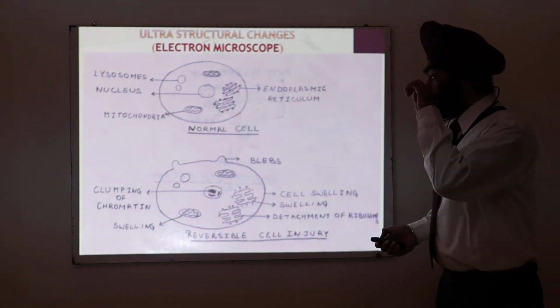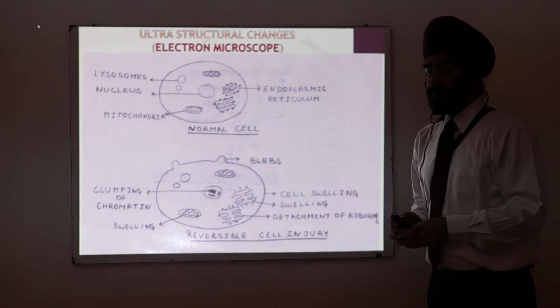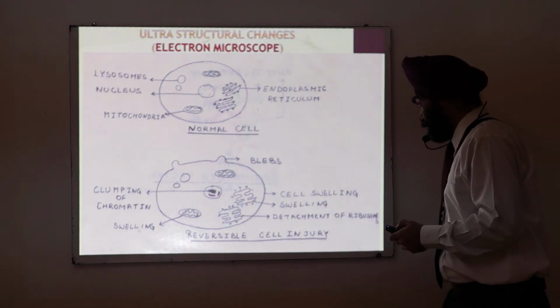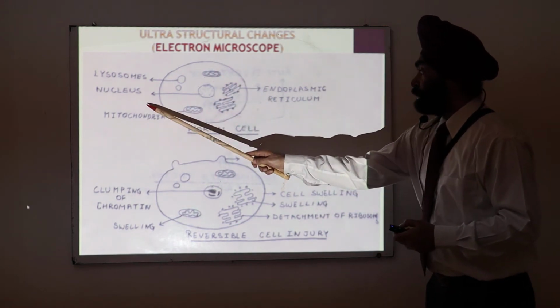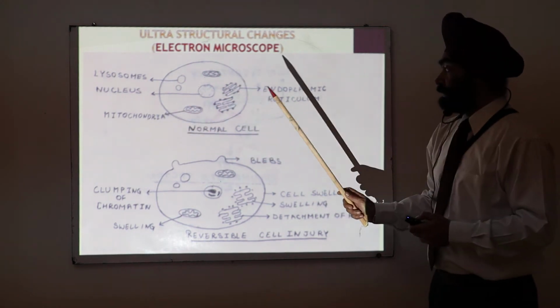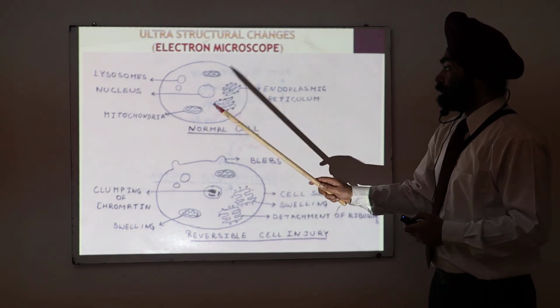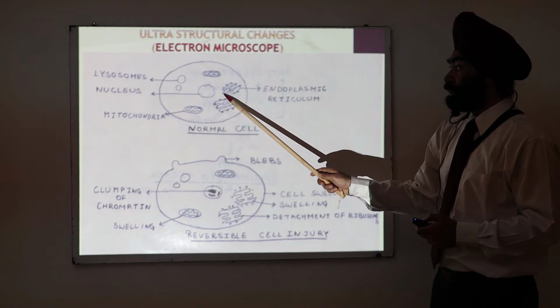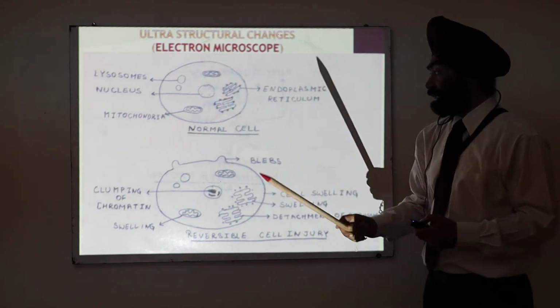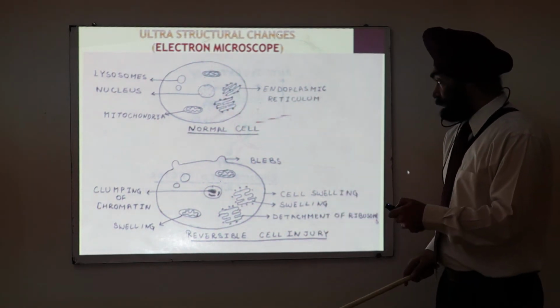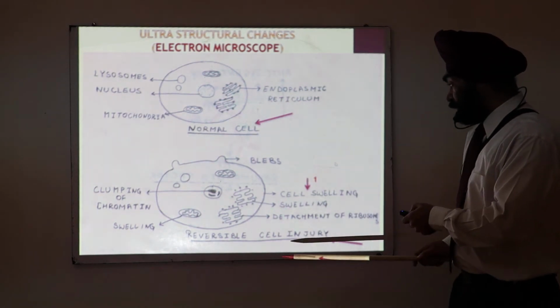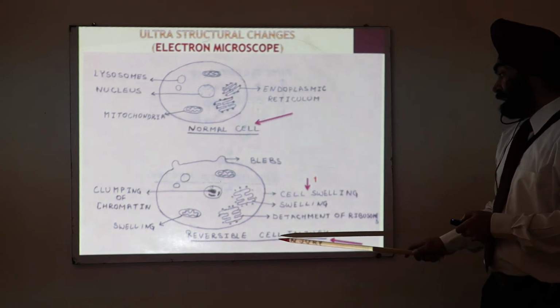I discussed this diagram in the previous video also, and I am going to discuss it today also. This is the normal cell. You can see all the normal organelles: endoplasmic reticulum, ribosomes, nucleus, lysosomes, mitochondria. I am discussing these because they are important in terms of ischemic injury. Now, this is the injured cell.